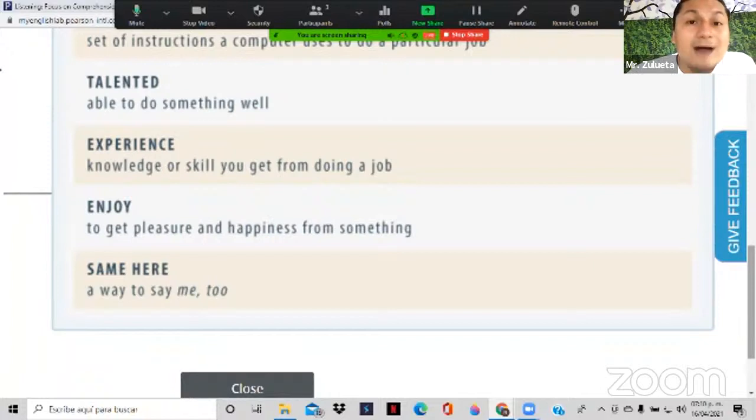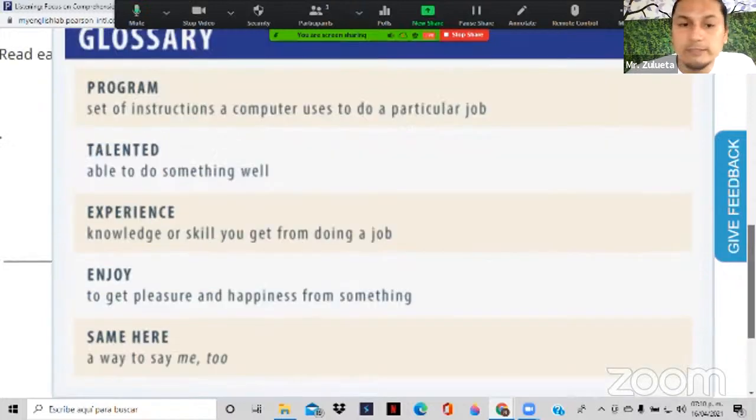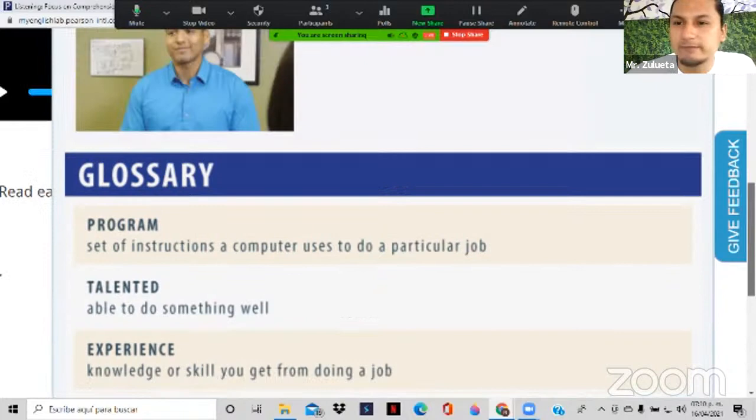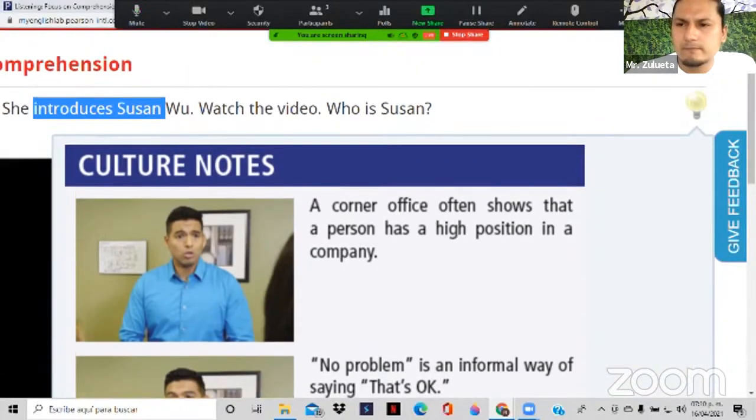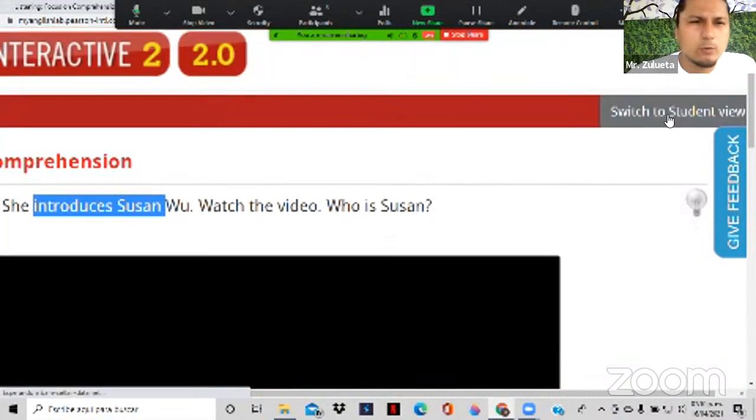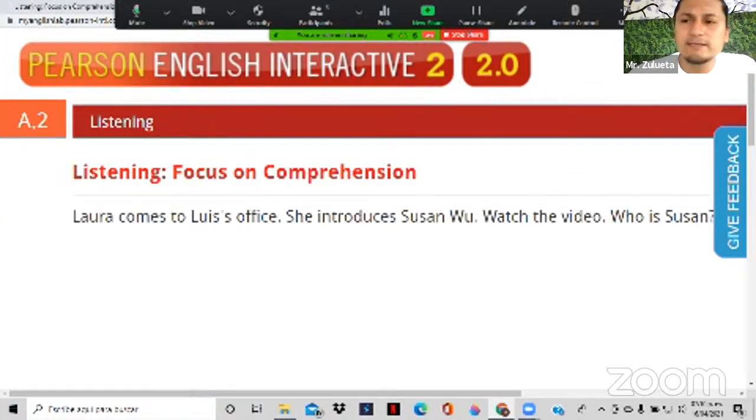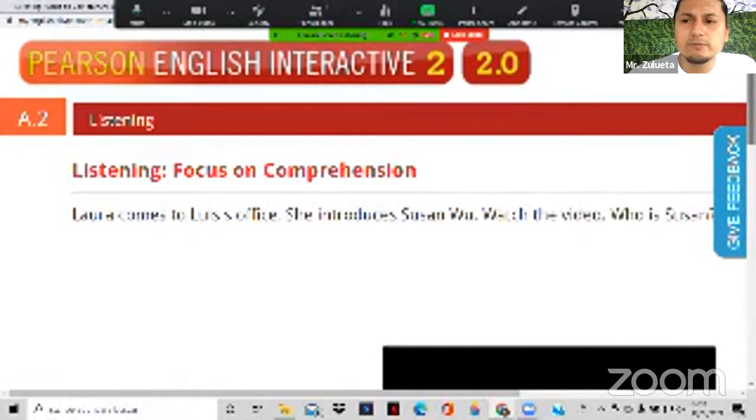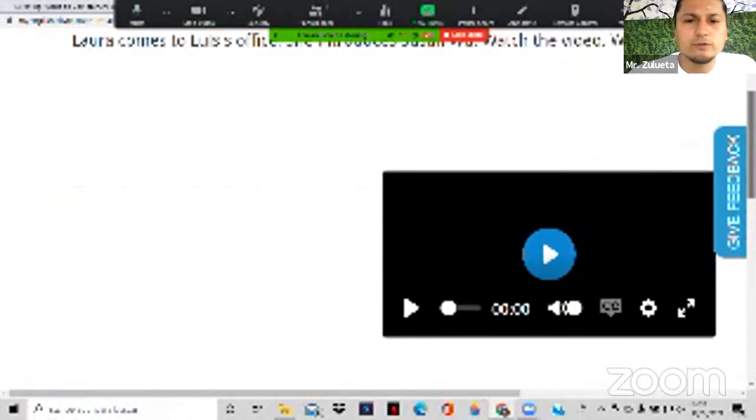For example, I'm hot because it's hot outside. If it's hot in Bolivia, perhaps you can reply, same here, okay? I'm hungry, same here, etc. Now I believe we have some activities, so we will do this together, okay? And the other listening activity is going to be by your own. So far we have listening and vocabulary.